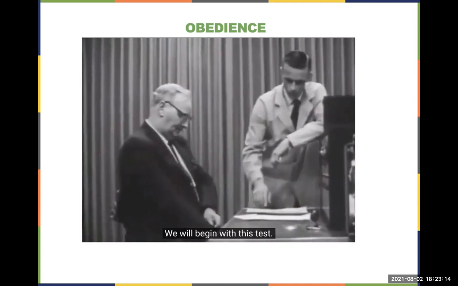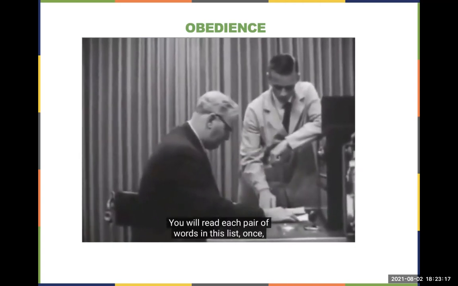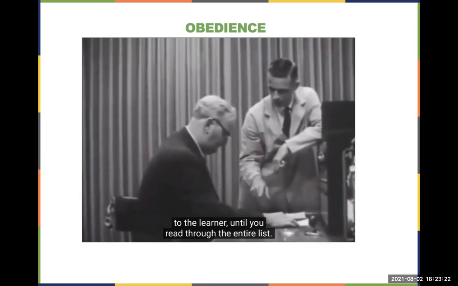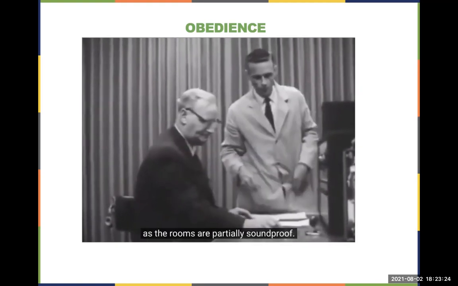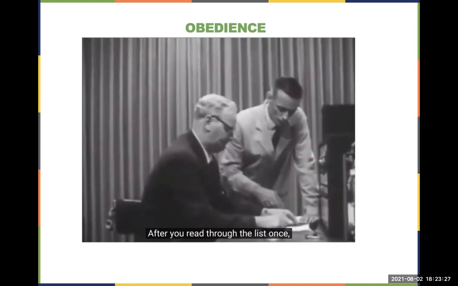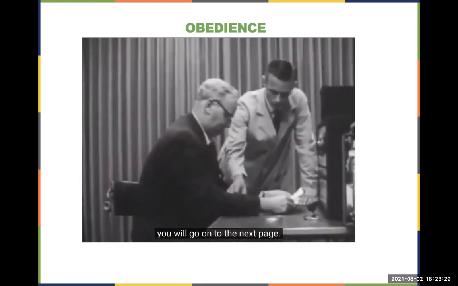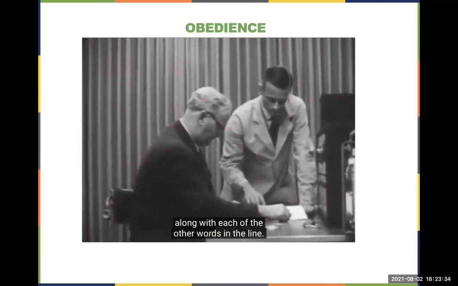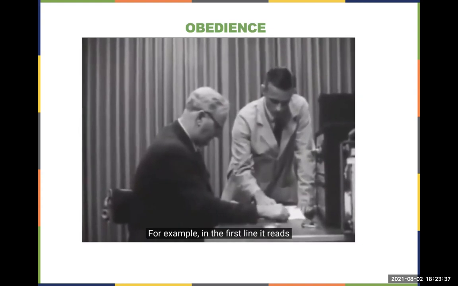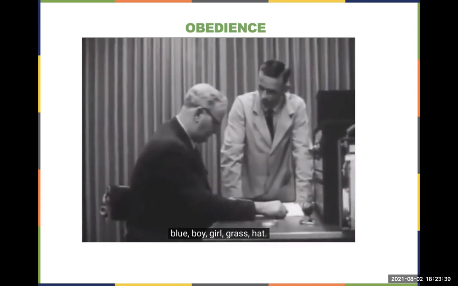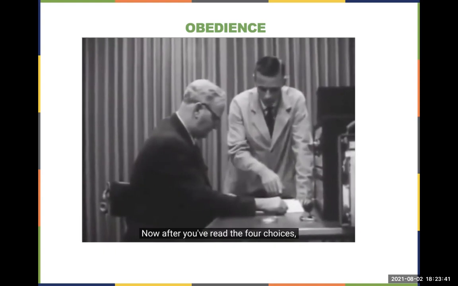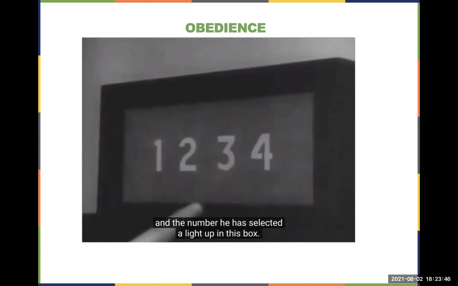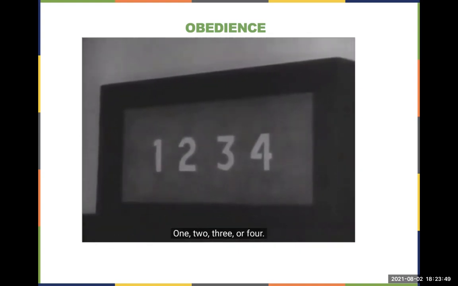We will begin with this test. You will read each pair of words in this list once to the learner until you've read through the entire list. Direct your voice toward that microphone as the rooms are partially soundproof. After you've read through the list once, you will go on to the next page. And here, starting from line A, you'll read the word in large letters along with each of the other words in the line. For example, in the first line, you read blue, boy, girl, grass, hat. Now, after you've read the four choices, the learner pushes one of the switches on the board in front of him, and the number he has selected will light up in this box, 1, 2, 3, or 4.